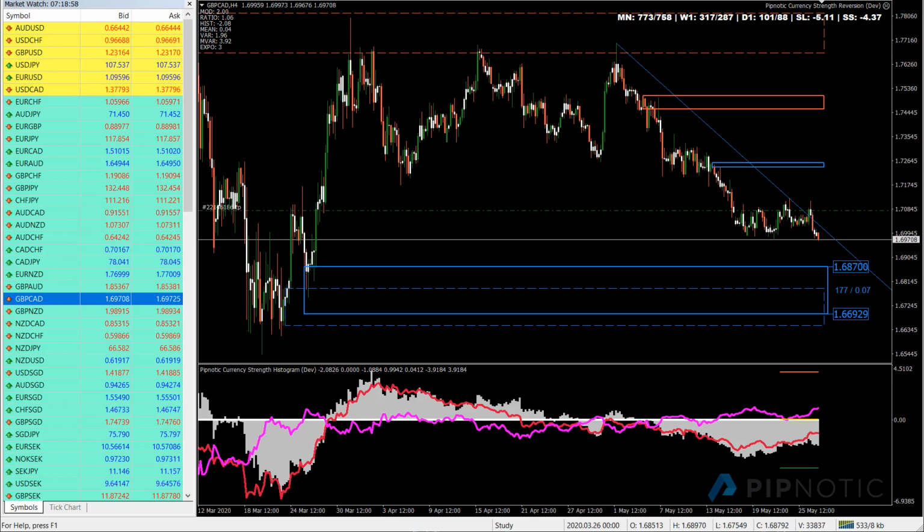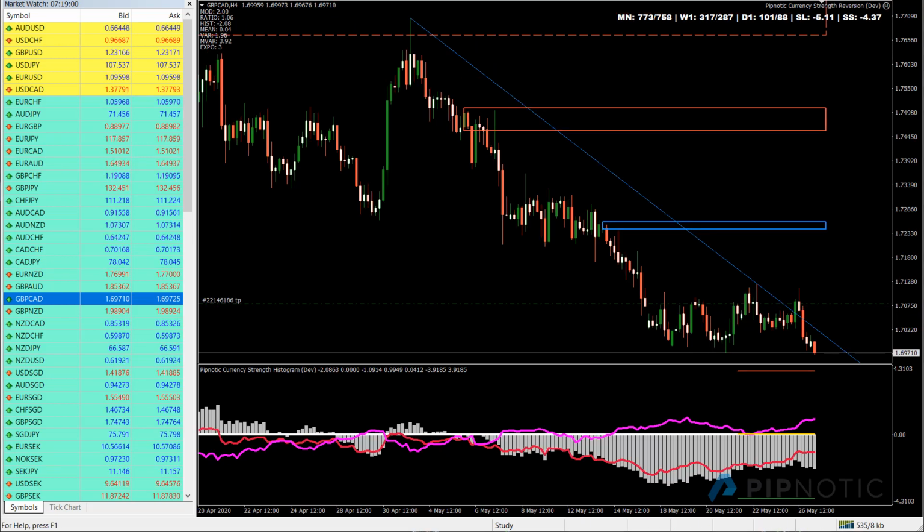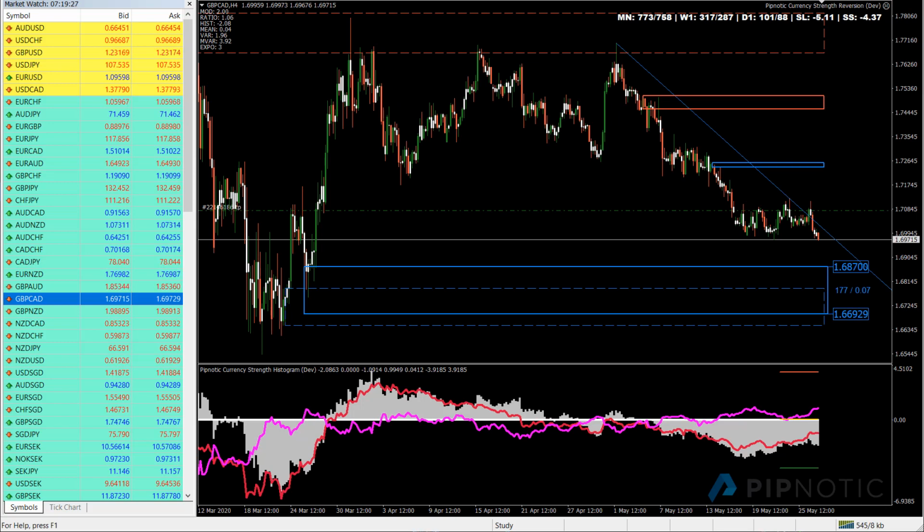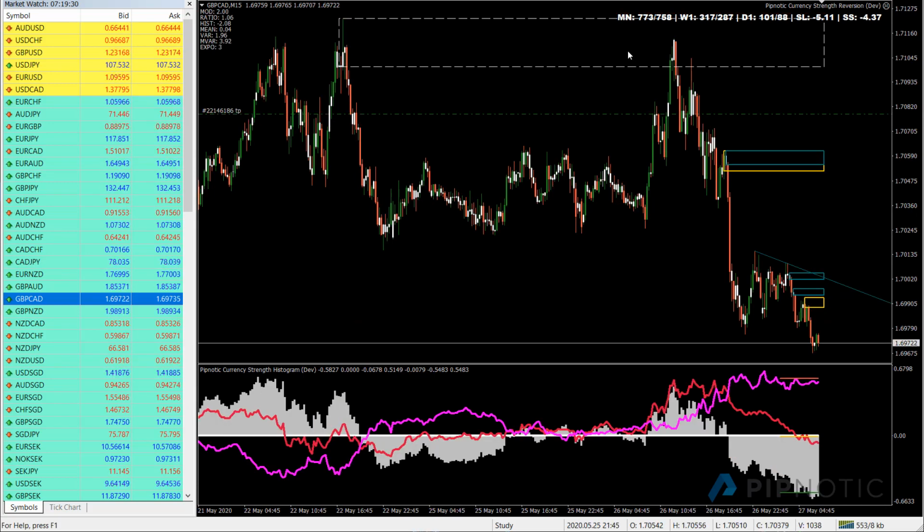Okay, you can see here as well on this time frame that we do have prices moving lower, the currency strength histogram moving higher. So this is telling us that the strength of the British pound relative to the Canadian dollar across the boards is picking up. Okay, so that's telling us that this selling is maybe not something that we'd want to do for too much longer.